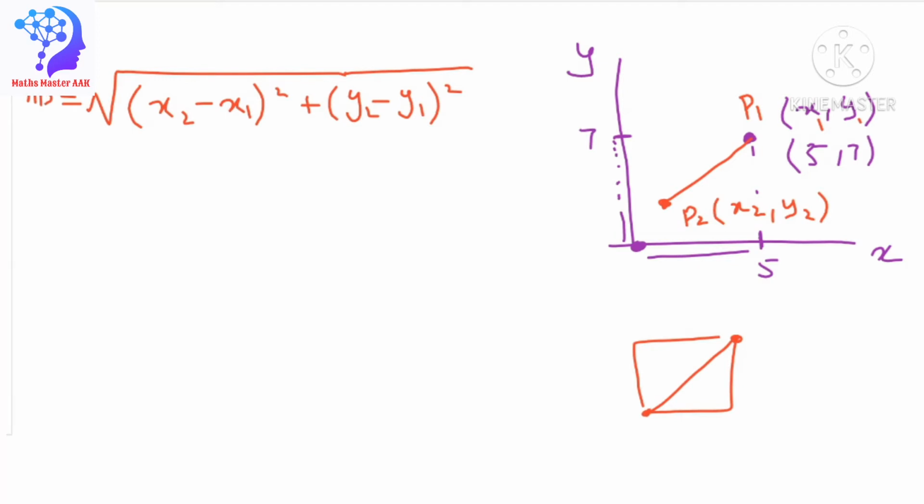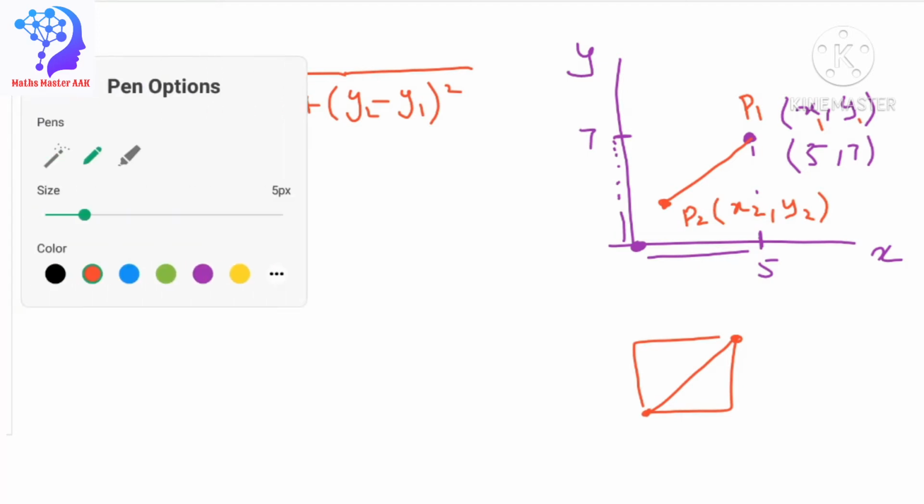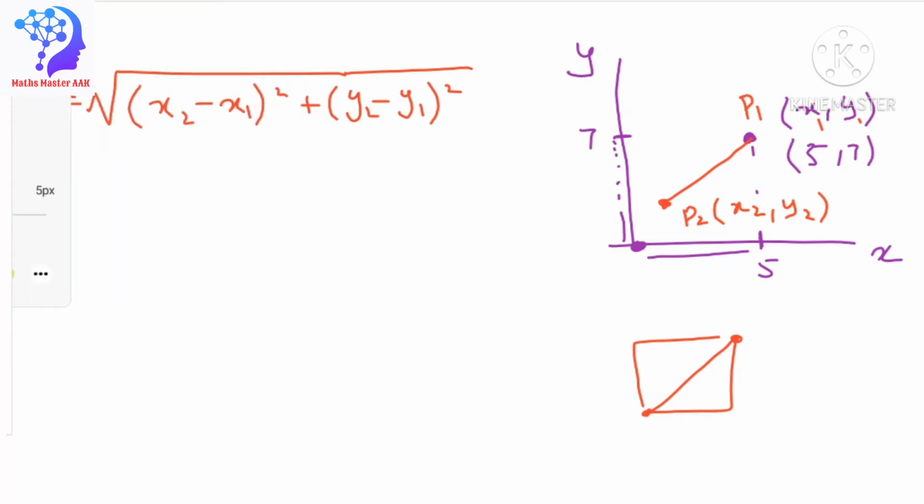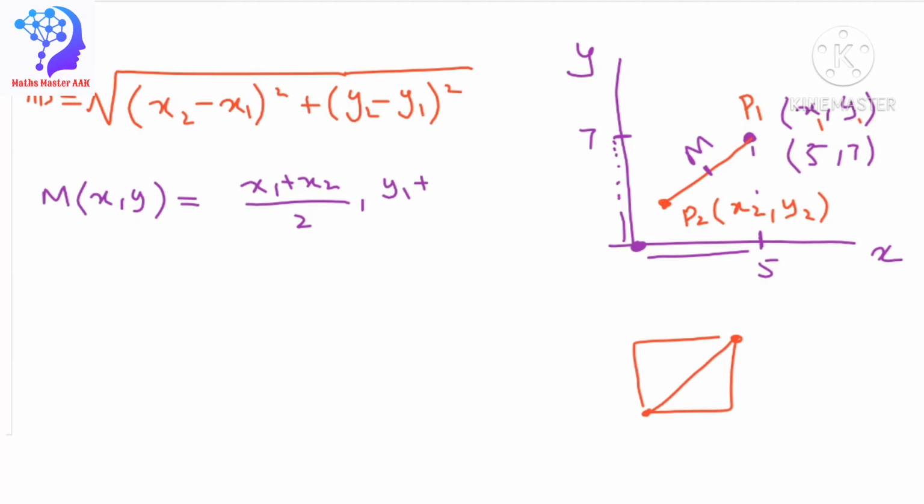If you want to find the midpoint between these 2 points P1 and P2, then what is the midpoint formula? We can call the midpoint M(x, y) like this. So x equals x1 plus x2 divided by 2. Basically this is the average of the x values. And y equals y1 plus y2 upon 2.